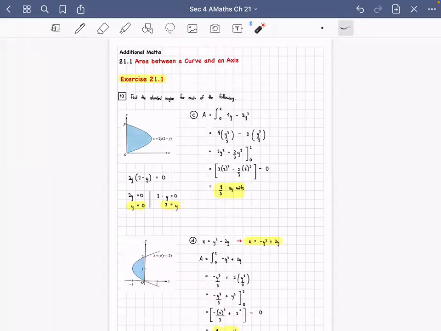But for our class later, I want you guys to answer number 9. You can start doing number 9 right now. You still have the 10 minutes. You can start doing number 9, and then I'll start with number 9 later, and then we jump to chapter 21.2, bounded by two curves.